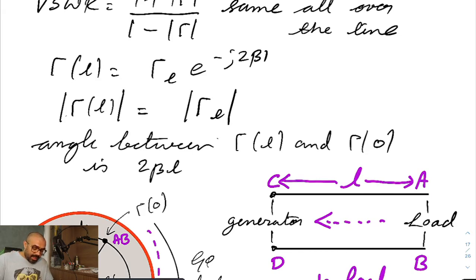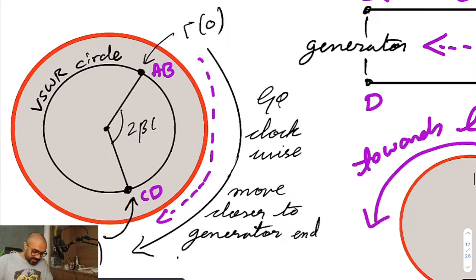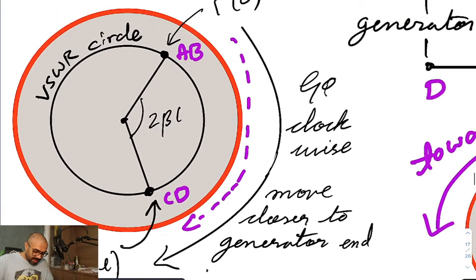Thus, all the gammas possible for any given load are going to lie on a circle. And that circle is called the VSWR circle, as we can see in the Argand plane. Remember, all this is still in the Argand plane.